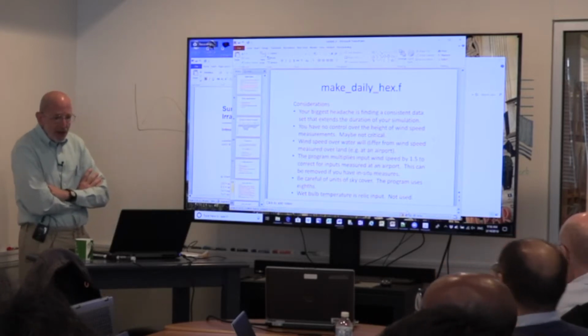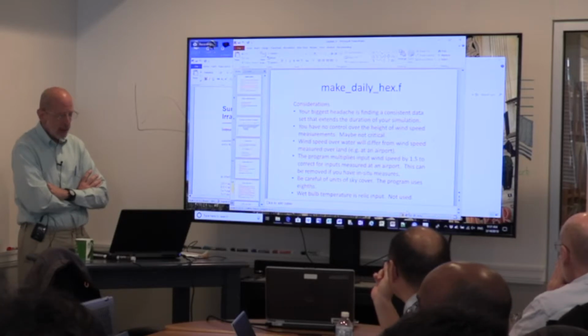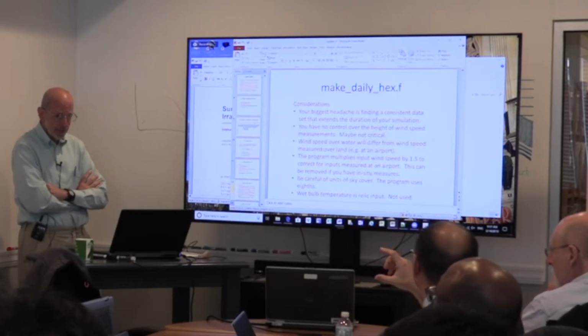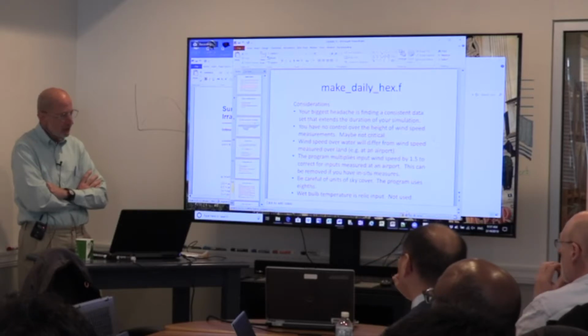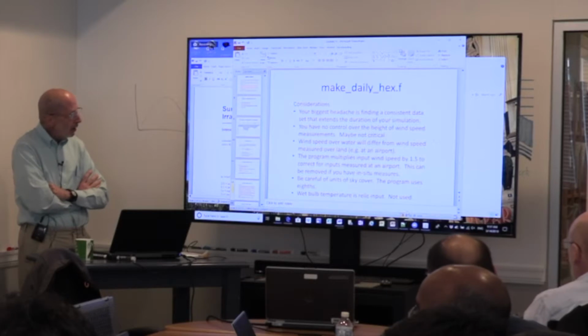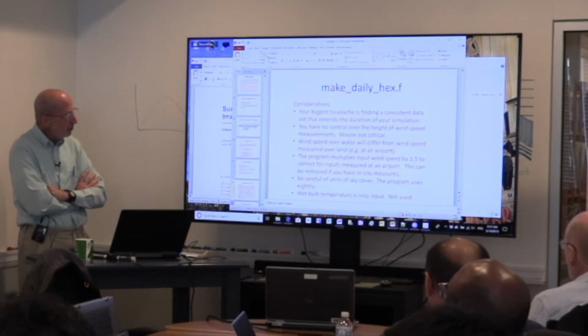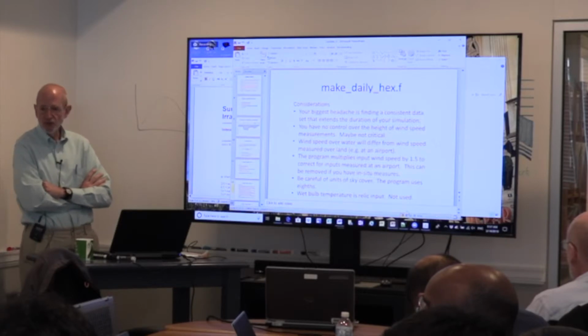Okay. So evaporation is also calculated? It's calculated. But is it actually just for the purpose of calculating water temperature, or will it actually take water out from the surface? Does not take water out. Okay, just for the purpose. Just for that, yeah. Hey, look at that first bullet. Your biggest headache is finding a consistent data set that extends for the duration of your simulation.